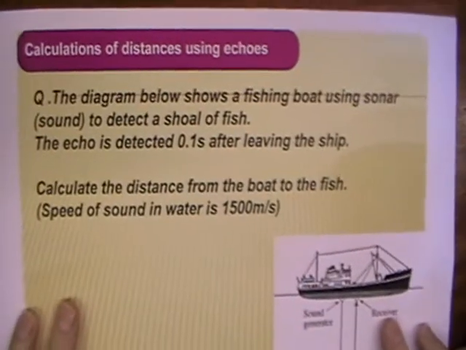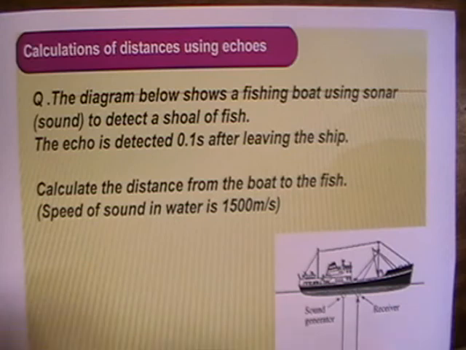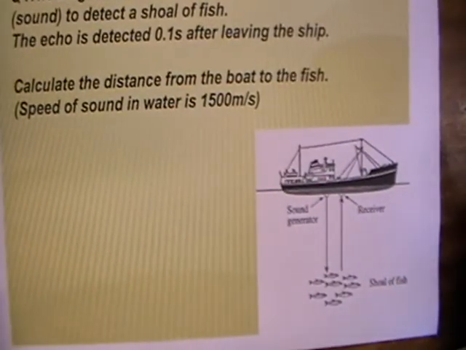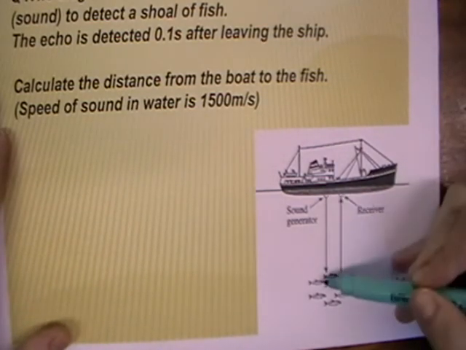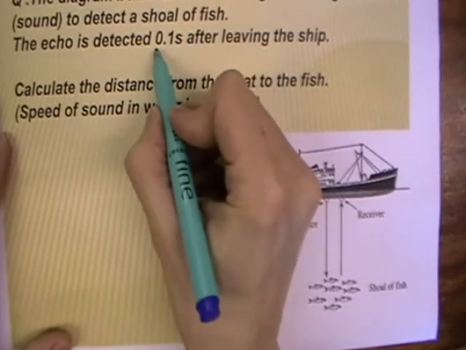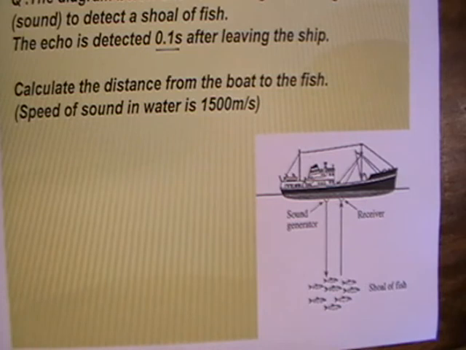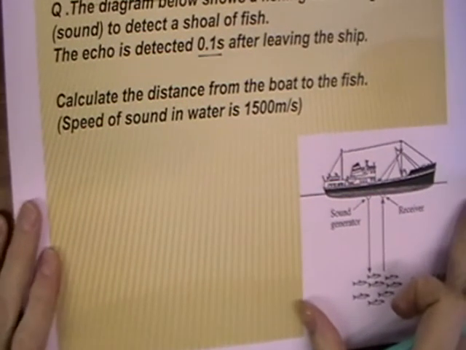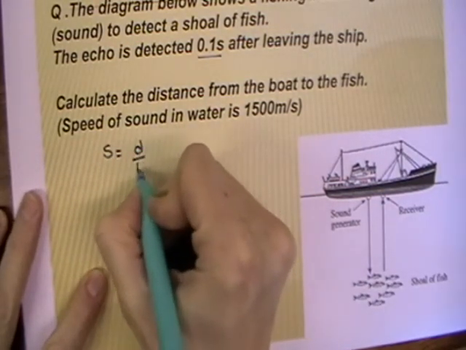Generally what you're asked to do about echoes is calculate probably a distance. So this is a question you met in your notes. The diagram below shows a fishing boat, and it's using sonar, which is ultrasound, to detect a shoal of fish. They send a signal down, and the echo is received 0.1 seconds after leaving the ship. The question then says calculate the distance from the boat to the fish, and gives you the speed of sound. So you use the equation speed is distance over time.